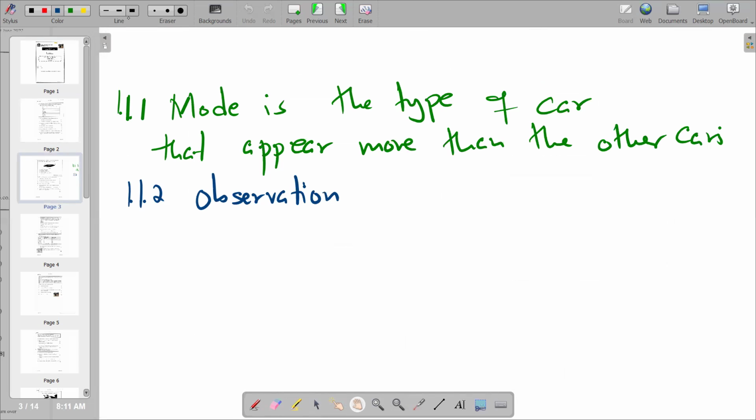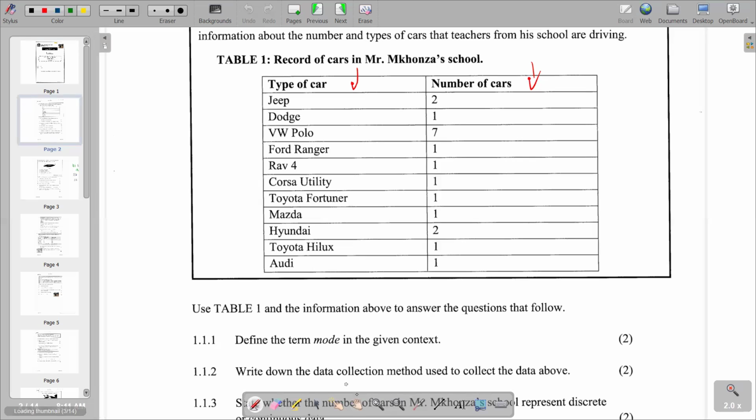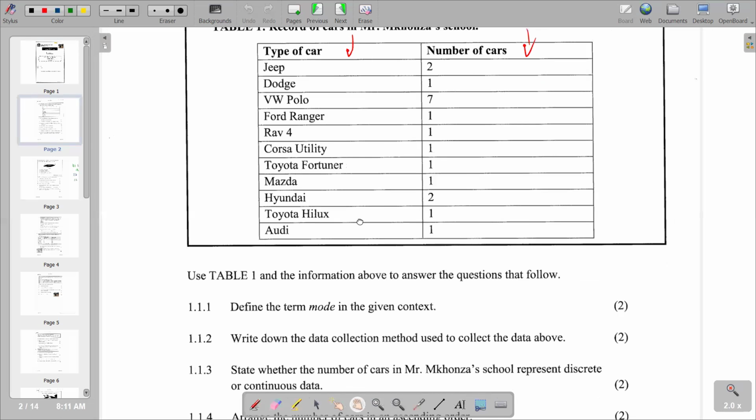So we are saying on 1.1.3, our answer is discrete data. So that's what we have. We'll move on to the next question that we have.